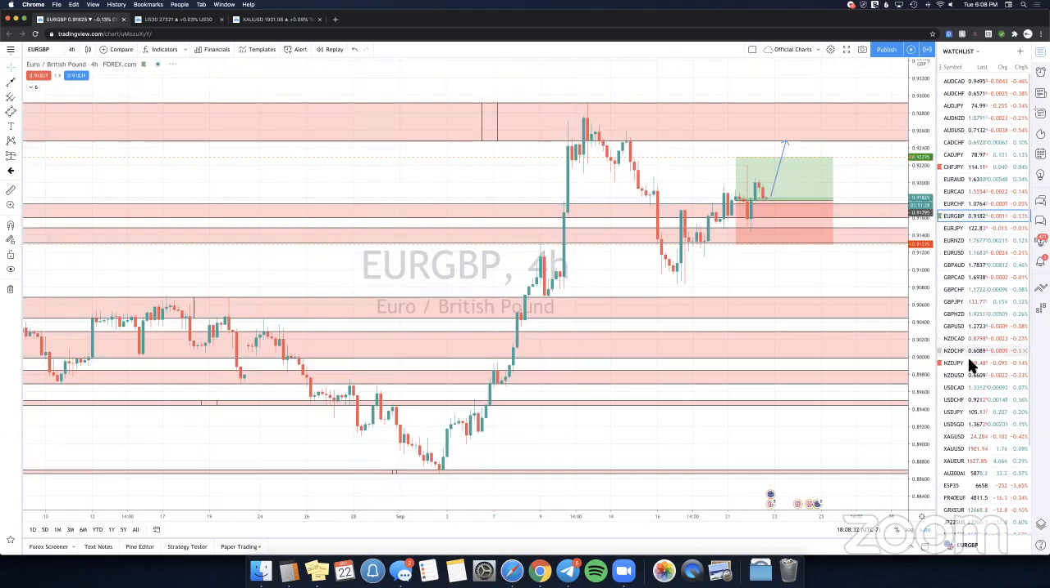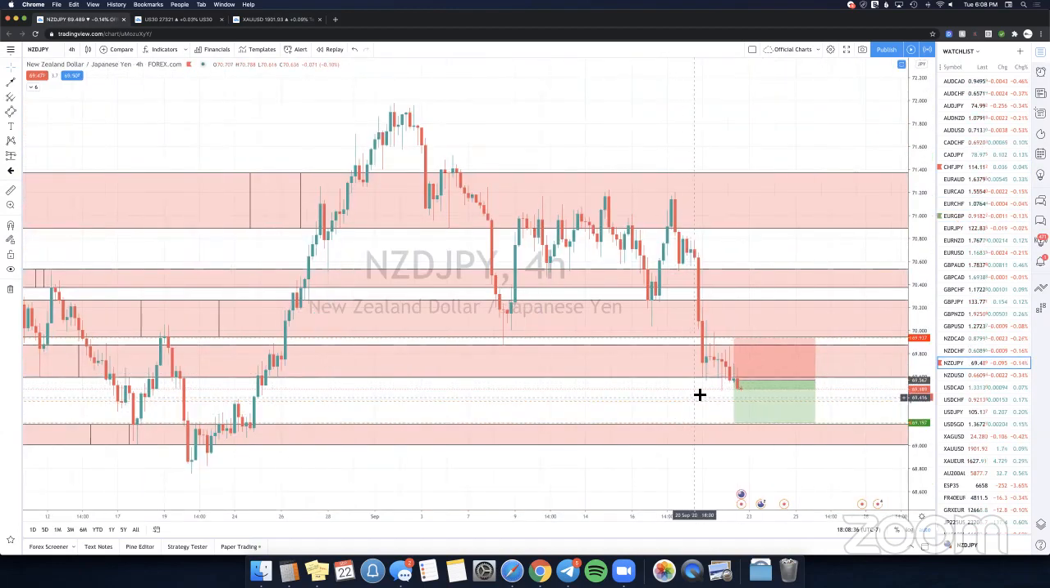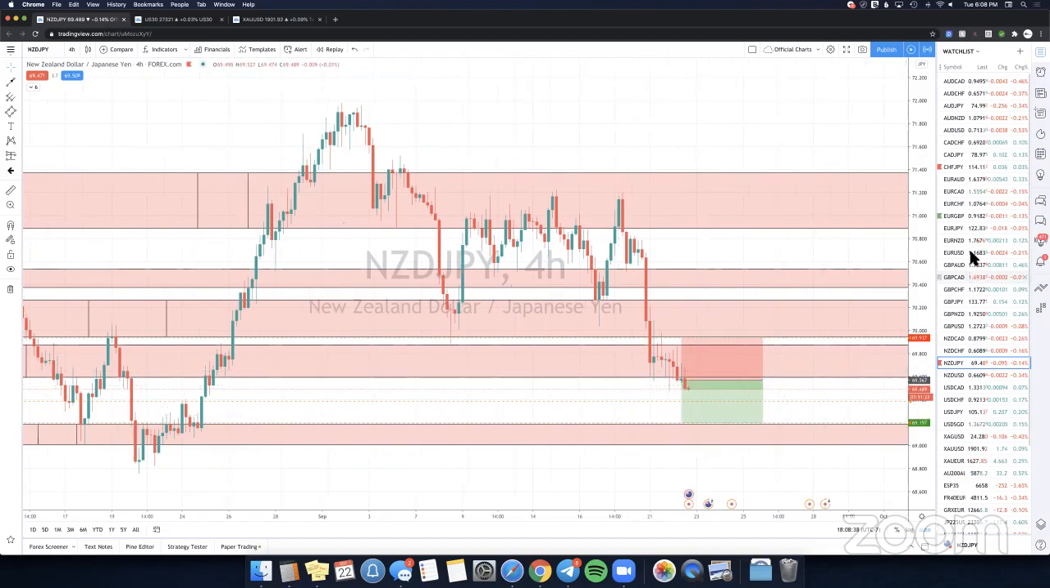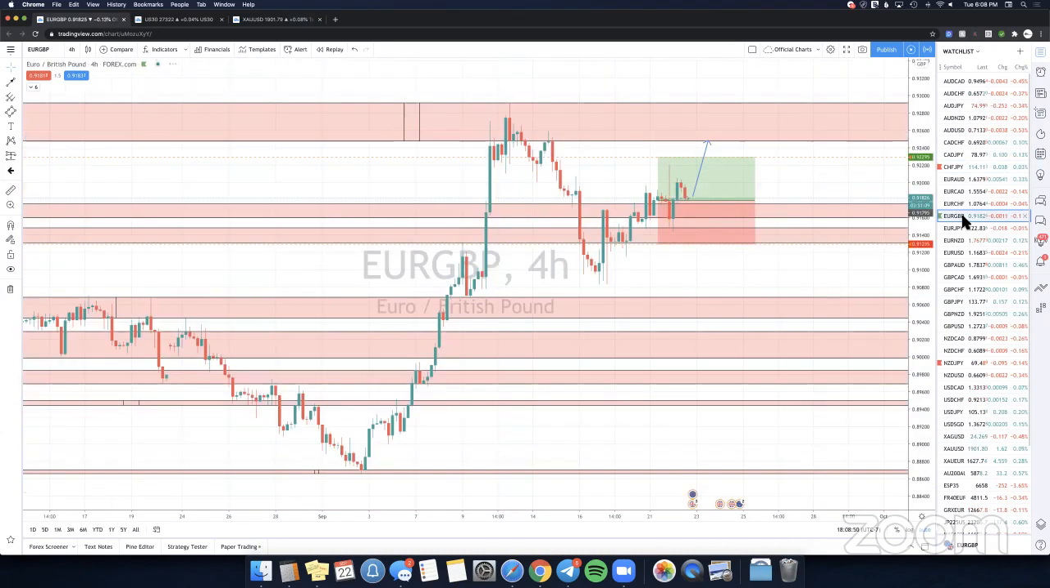Dang, it doesn't look like these moved at all. Oh, there we go, our NZD is about to come down. Hopefully it hits TP1 before we get news, because then we can move our stop loss in profit, or you guys can move it now if you want. Our CHF JPY is still active, and our EG is still active as well.